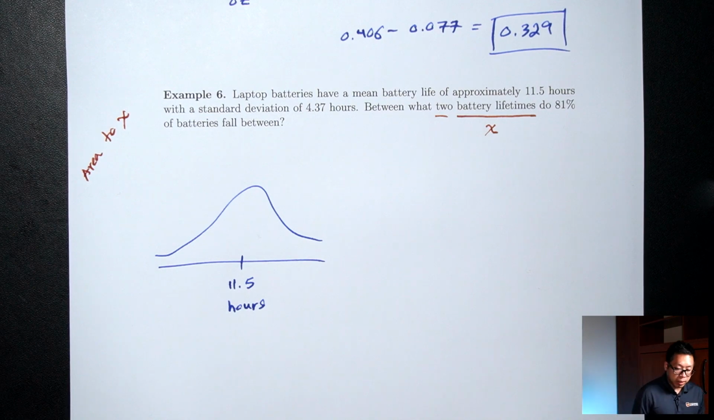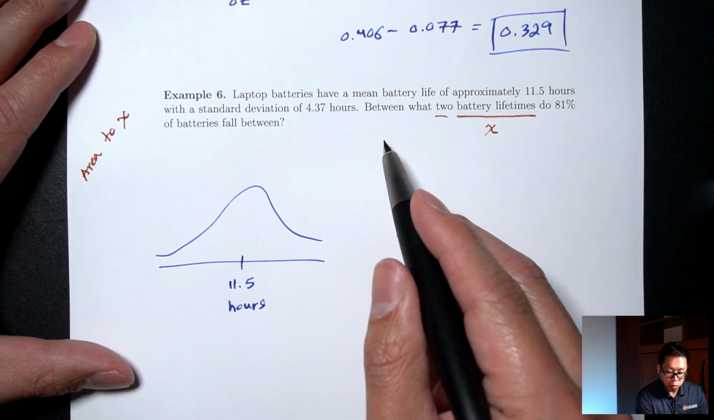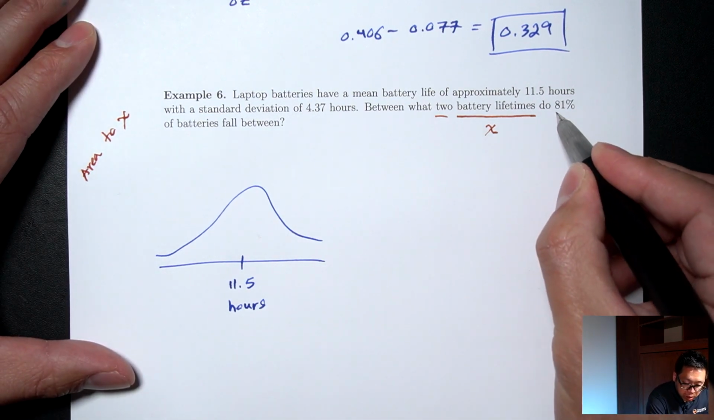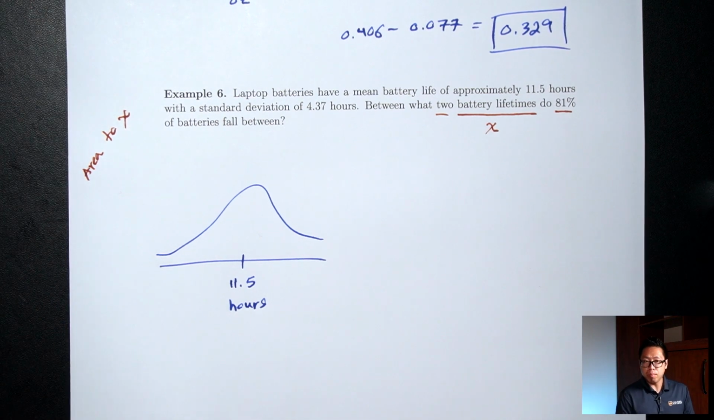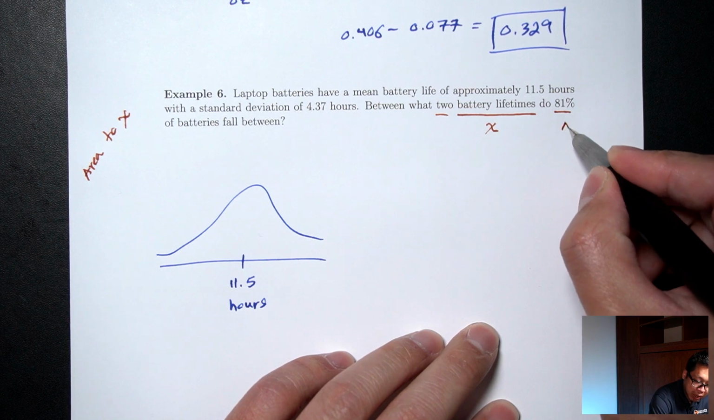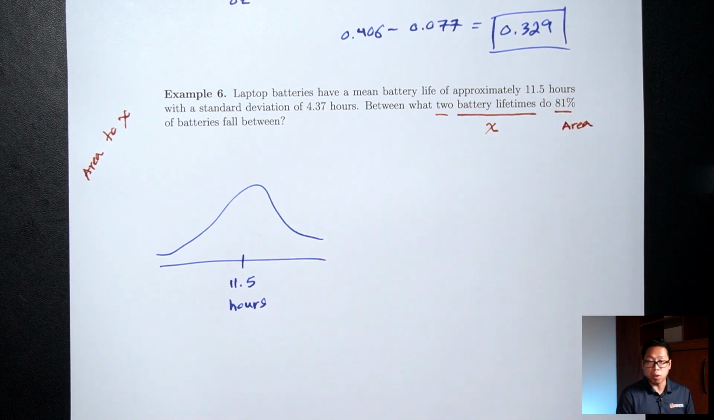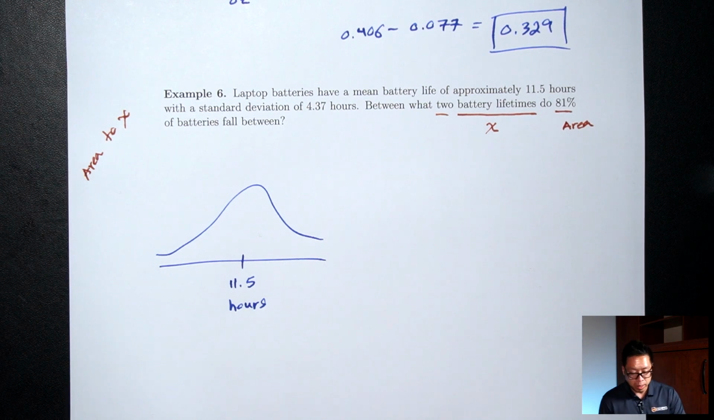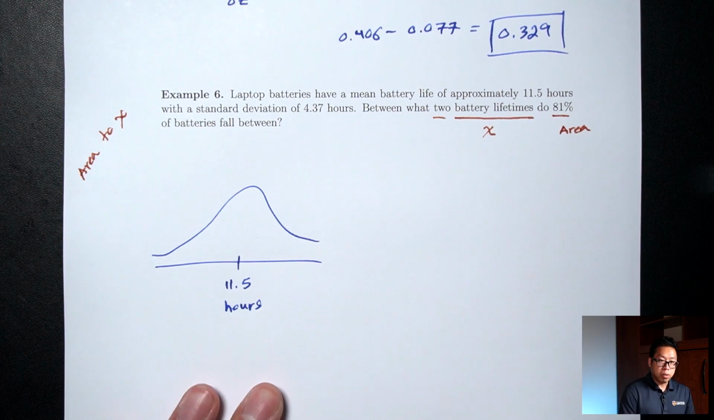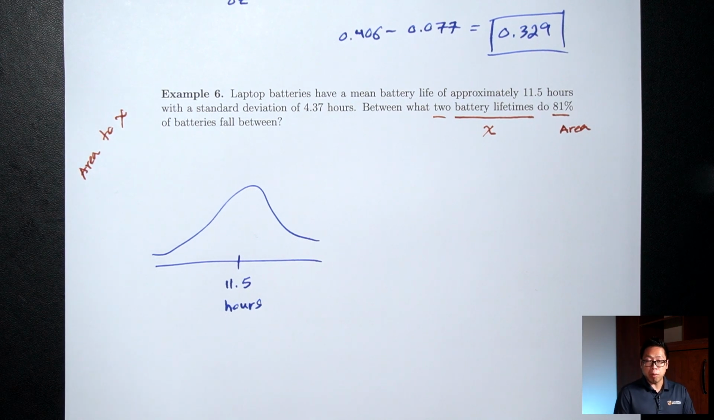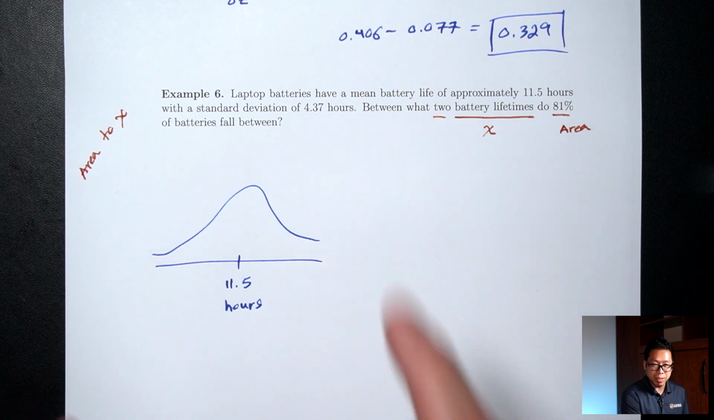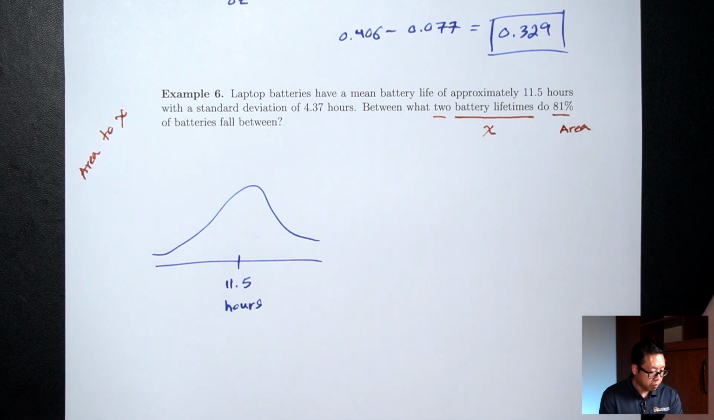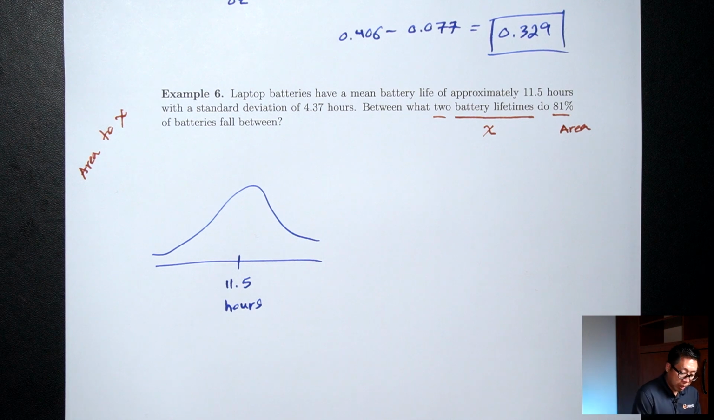Another way to think about it is, what am I giving you in this last question? I'm giving you this 81%, right? Percent, one of those P words that stands for area. I'm giving you an area to start. So it has a start with area, so area to x. Okay, let's draw the rest of the picture. Is it shaded left, shaded right, or shaded between? I see the word between. This will be shaded between.